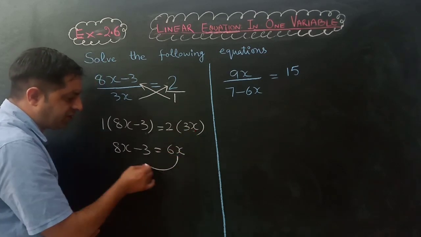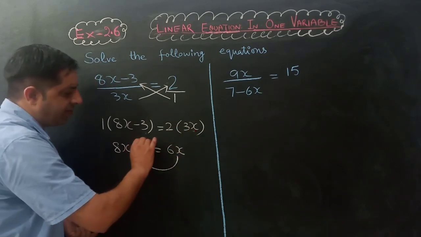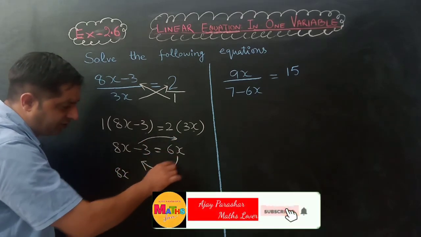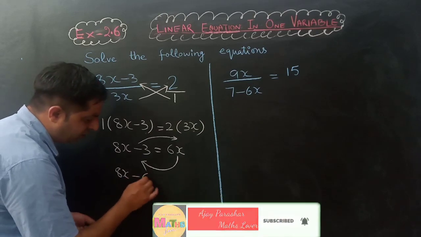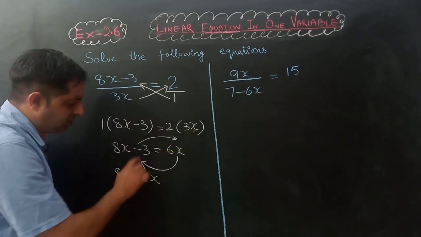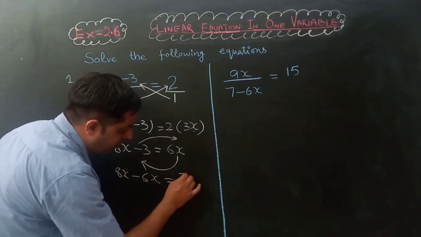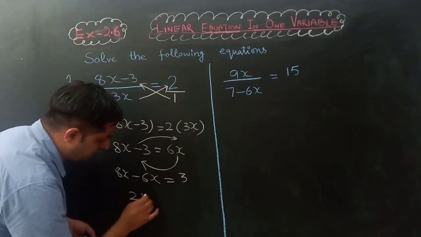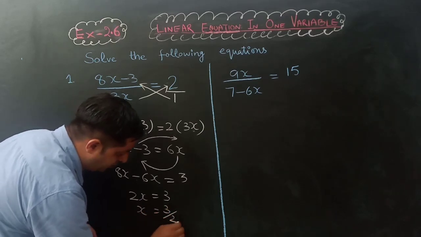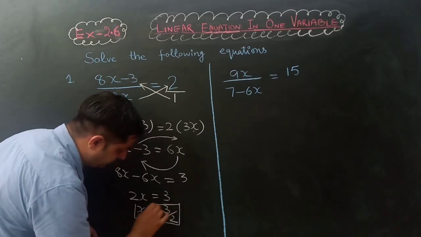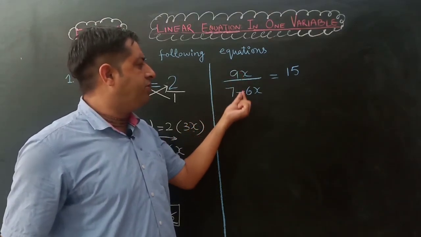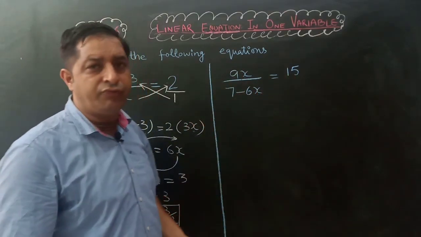Now shift this 6x to the left hand side and minus 3 to the right hand side. So 8x, when we shift this 6x to the left hand side, you have to write it minus 6x because its sign changed. Minus 3 goes to that side, becomes plus 3. 2x is equals to 3. Then x becomes 3 by 2. This is your answer.